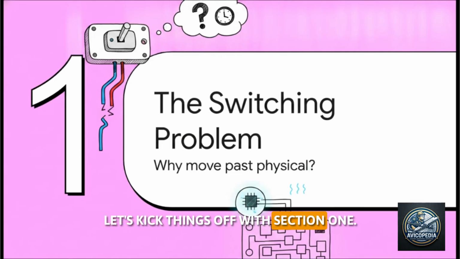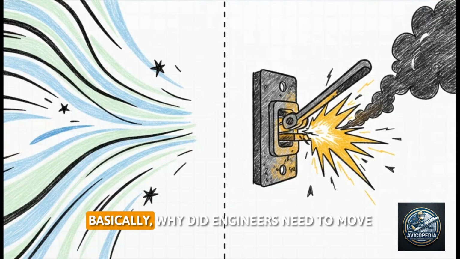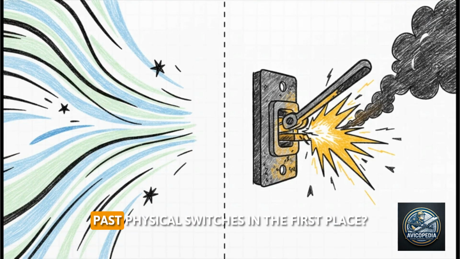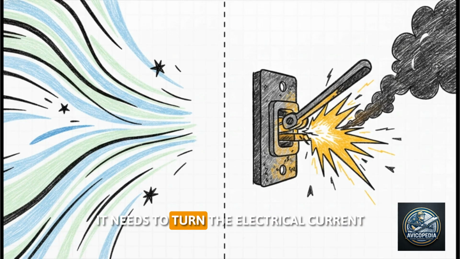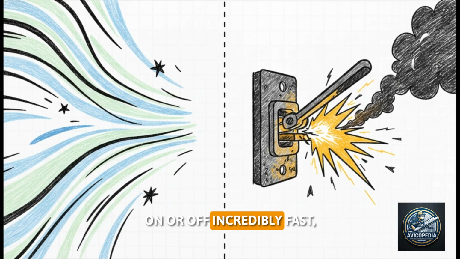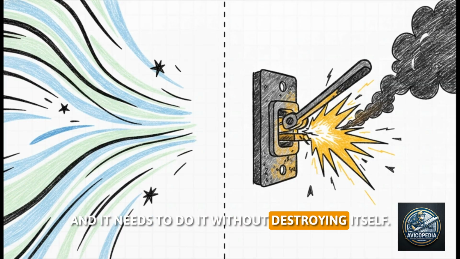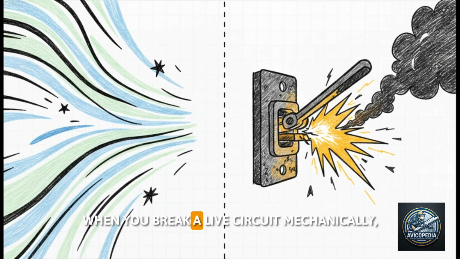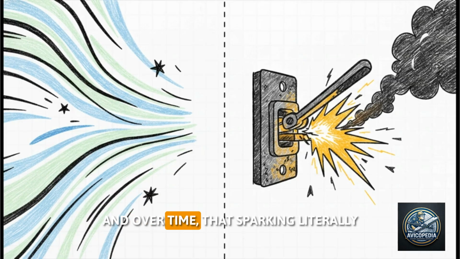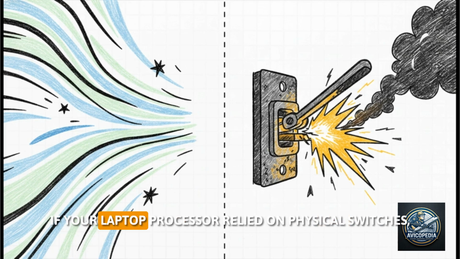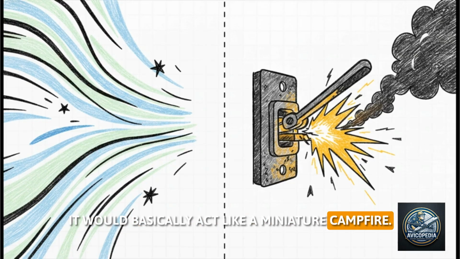Let's kick things off with Section 1, the switching problem. Basically, why did engineers need to move past physical switches in the first place? Well, a perfect switching circuit needs to do two things flawlessly. It needs to turn the electrical current on or off incredibly fast, and it needs to do it without destroying itself. When you break a live circuit mechanically, you almost always get a spark. And over time, that sparking literally burns and wears down the metal contacts. If your laptop processor relied on physical switches, it would basically act like a miniature campfire.